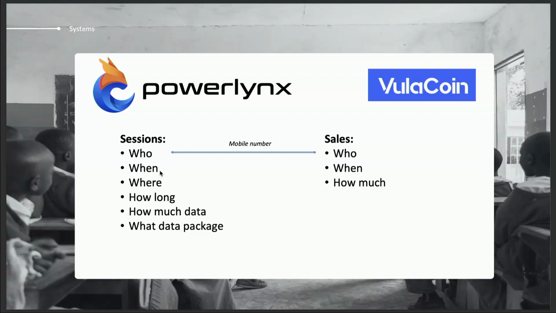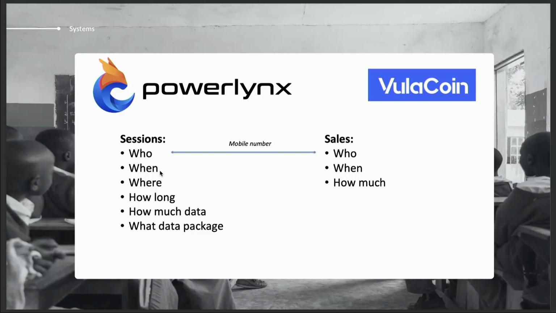Now, one of the things with this, we use two systems. We use PowerLinks from Sprinks, and we use VuluCoin for the payment gateway. And we had an epiphany just recently, because we've always been worried about scale. You know, will our system scale? What we've realized is actually we don't need to worry about scale. You can just have lots of user journey systems, as long as you aggregate them up into a central BI database. That's all that matters.